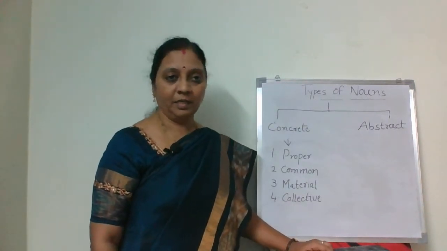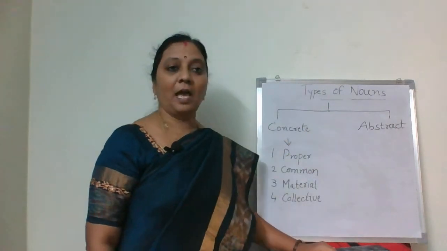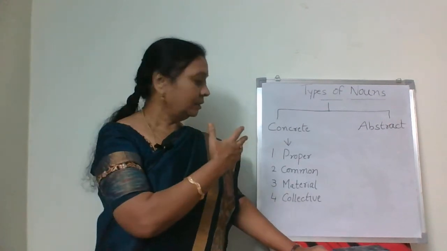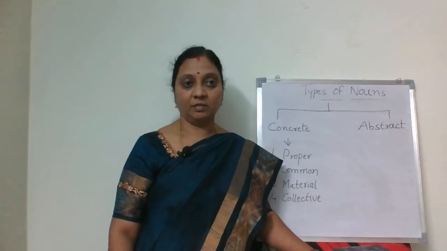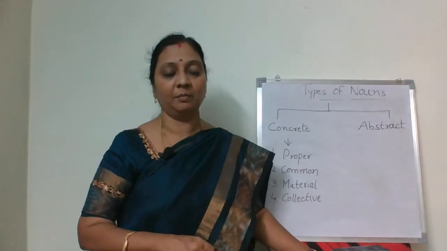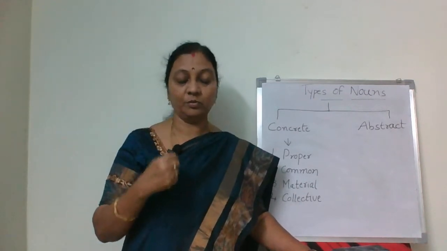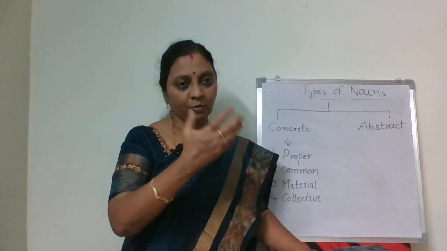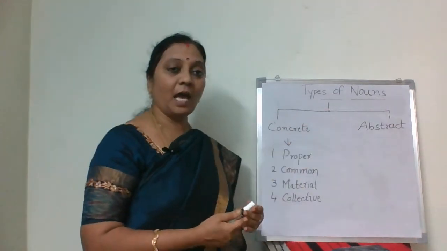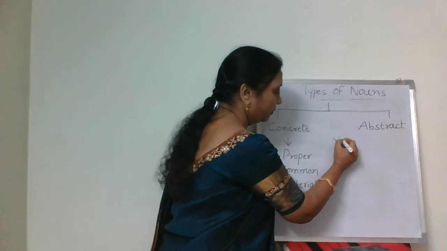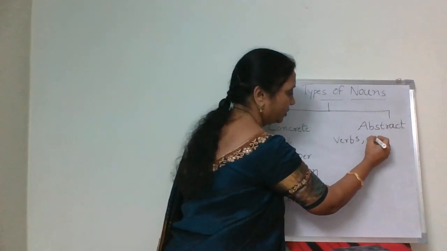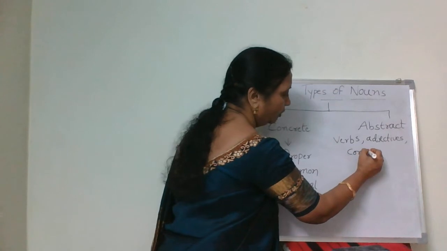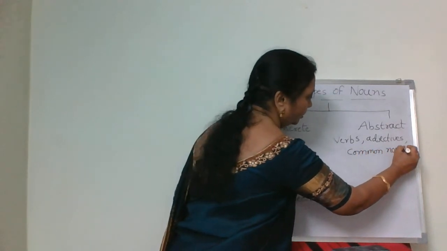Then what are abstract nouns? Abstract nouns are those which you cannot experience through your sense organs. You cannot see or touch them. Only you can think or feel. Those are only feelings, emotions, actions, qualities. Usually the abstract nouns are derived from verbs, adjectives and common nouns.